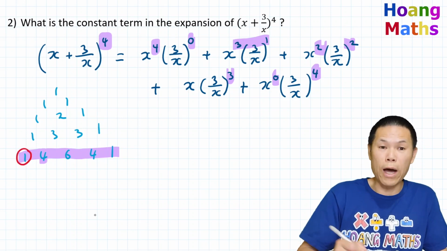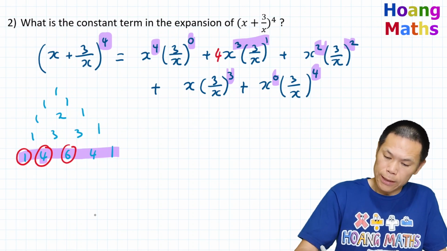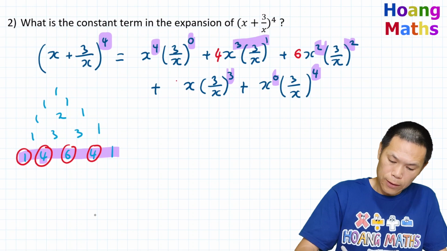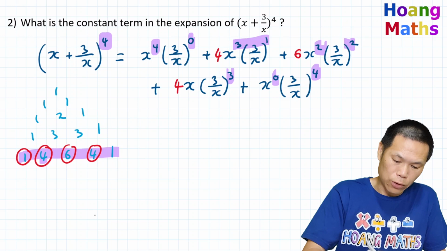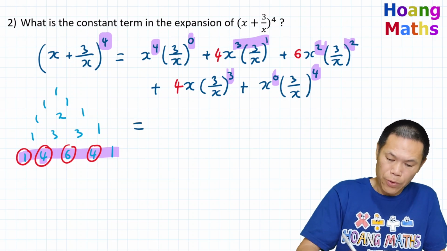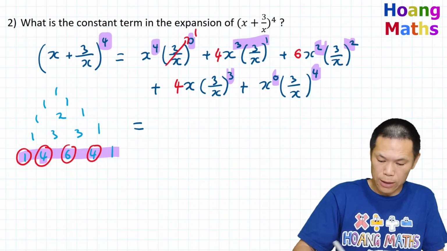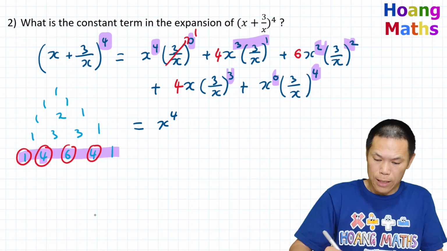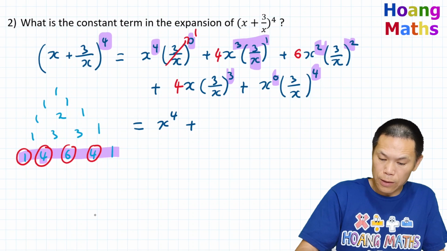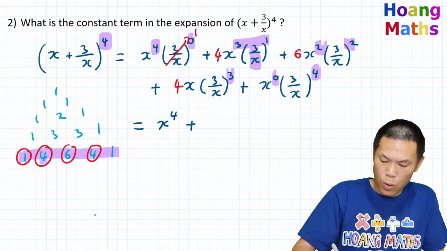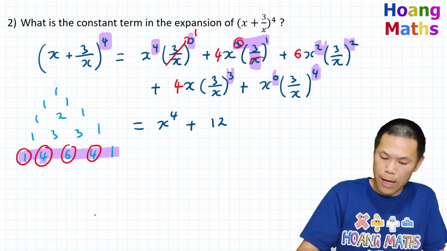So first term is 1, so I can ignore that. 4 is second term. 6 is the next term, followed by 4 and 1. So I can just ignore that. Now what I do, I just simplify this. Now to simplify this, so this term becomes 1 because it's power 0, so gives me 1. So let me just write this down. X power 4, and the second term, we add, so 3 power 1 is 3, and 3 times 4 is 12. So 12, and we have x power 3 divided by x, so x squared.